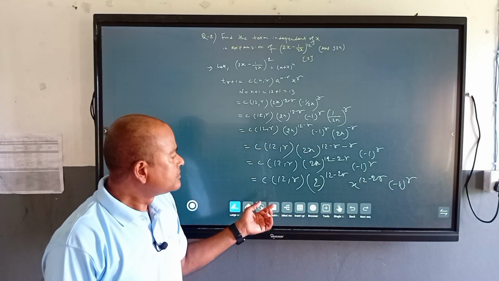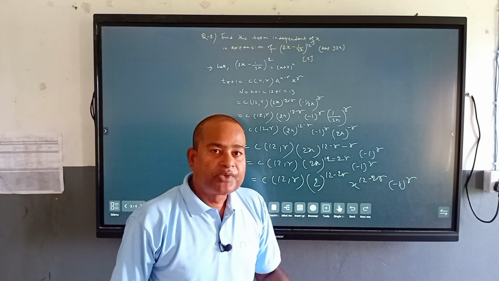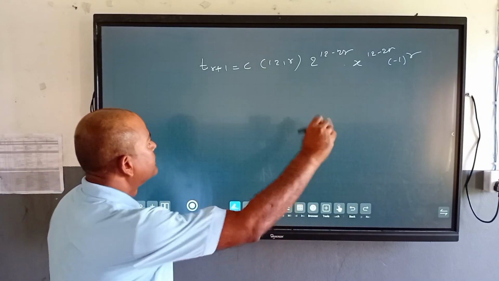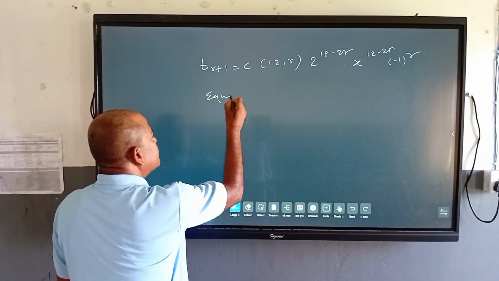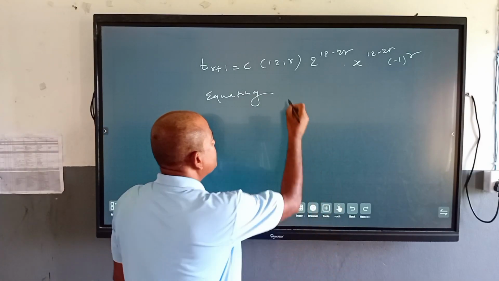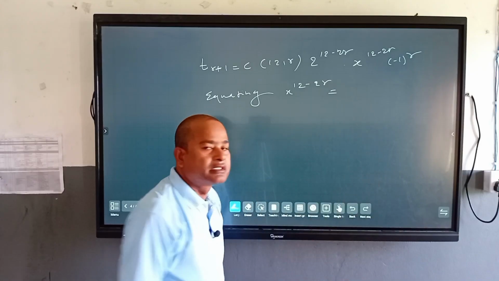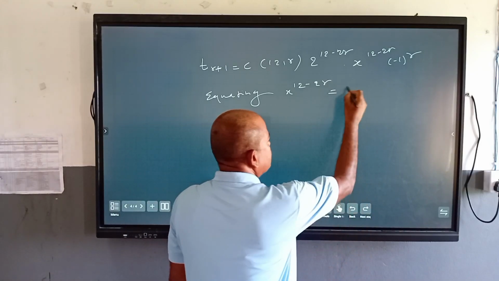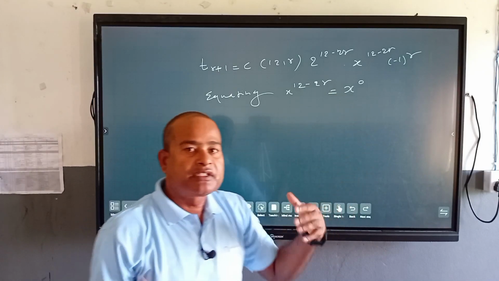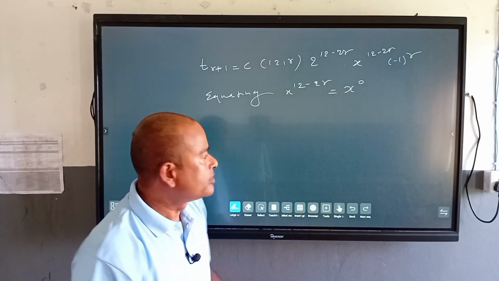So dear students, we are going to equate x power 12 minus 2r with x power 0 to get the term independent of x. So now equating the variable term, that means x power 12 minus 2r, with x to the power 0. This is the condition to find the term independent of x. The variable term always we have to compare with x to the power 0.